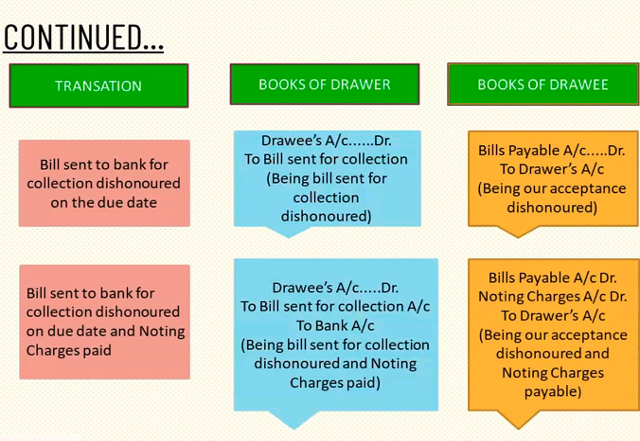Now let us see here. In drawee's books, we have seen in case number 2 also, bills payable account debit, noting charges account debit to drawer's account. In his books the same journal entry will come if the noting charges have been charged. So here we are done with case number 3, that is bill sent to the bank for collection. Before that we did bill discounted with the bank and the normal bill.